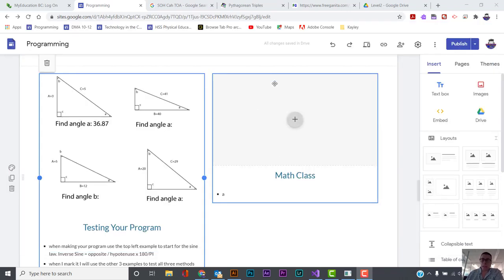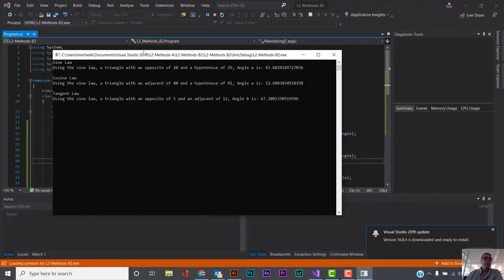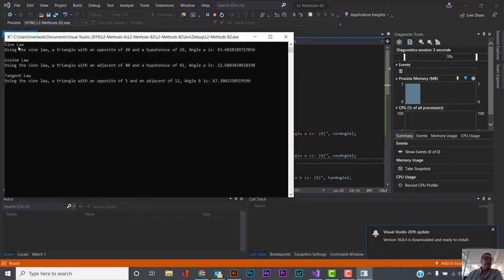All right, welcome back, and I hit start. So my output is this, the sine law. Using the sine law, triangle with the opposite of 20 and a hypotenuse 29, the angle is this. Cosine, I should have said cosine law there, and tangent law here. A triangle with the adjacent of 40 and hypotenuse of 41, the angle is pretty small. It's 12.68 degrees. And in the tangent, when we have an opposite of 5 and an adjacent of 12, the angle B is 67.38. So how did I do that?